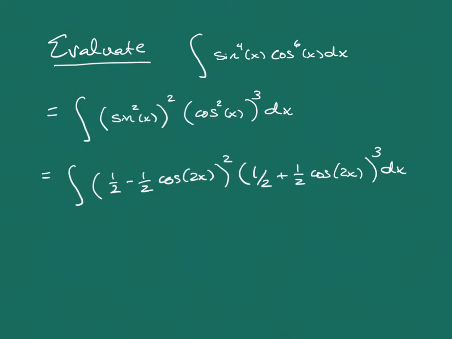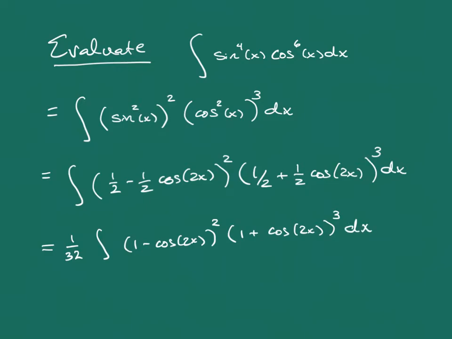Before we do that, the last thing we can do is take out the extra powers of 1/2 that are floating around in here. We have a 1/2 squared, so we've got a 1/4 from the first factor and a 1/8 from the second factor. 1/4 times 1/8 gives us 1/32 times the integral of 1 minus cosine of 2x squared, times 1 plus cosine of 2x cubed dx. From here it's a little easier to expand things, so let's look at what the result looks like.